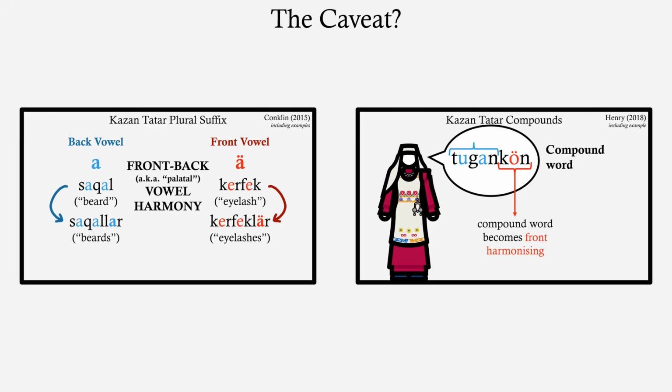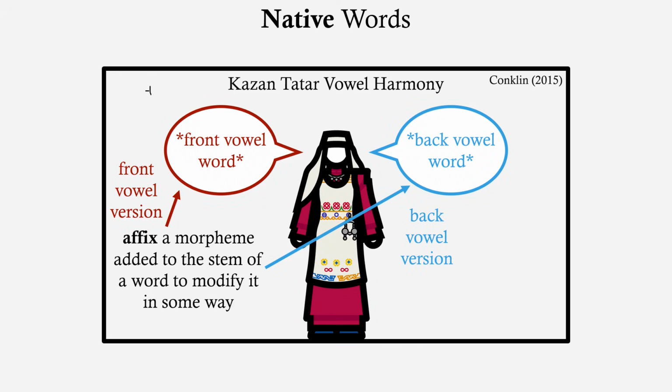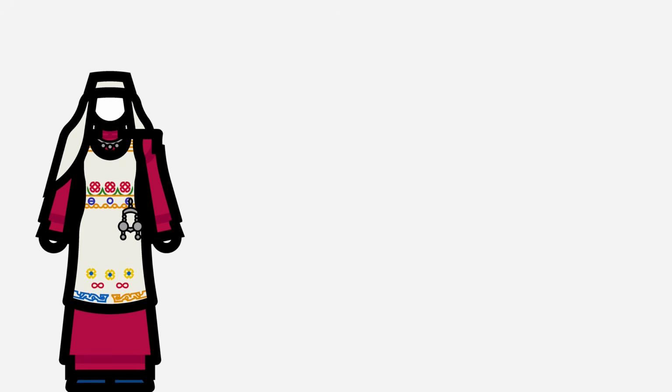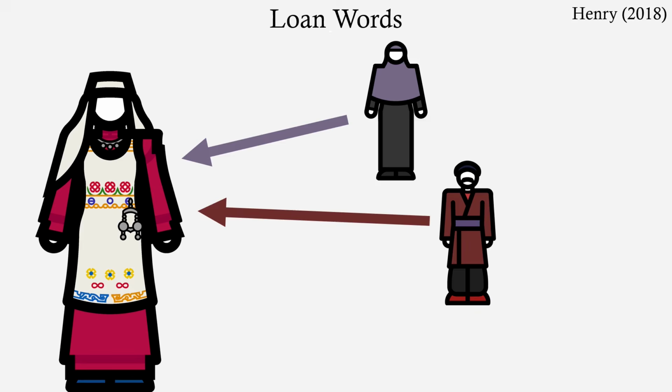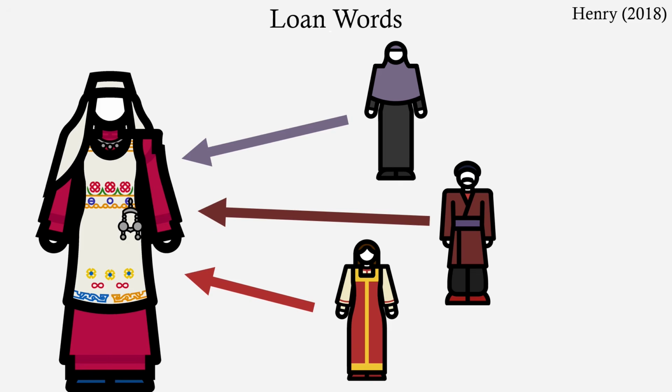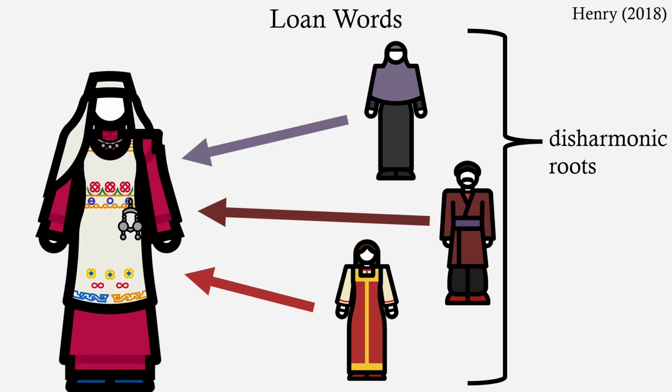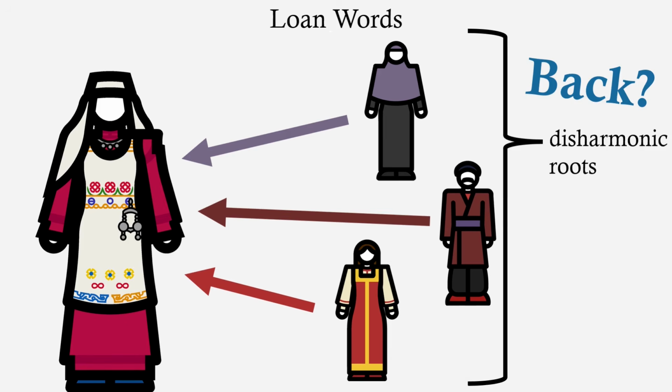But back to that caveat, have you guessed what it is? That's right, the word native is doing a lot of heavy lifting when we say that native Tatar words have front-back vowel harmony. Kazan Tatar has plenty of loanwords from Arabic, Persian, and Russian which exhibit word-internal disharmony that would otherwise be impermissible in the language. Deciding what form to use for an added suffix then starts to get very complicated, and vowel harmony really only gets more frustrating from here.